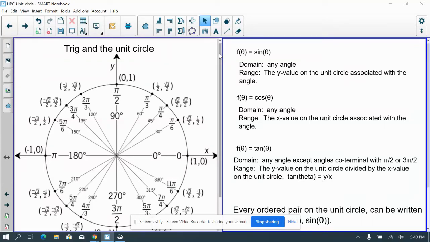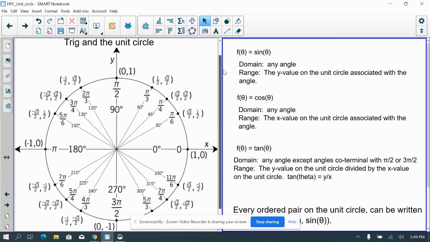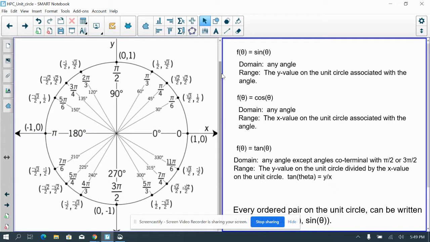Hello, everybody. Welcome to day one of semester two of honors pre-calc. And semester two of honors pre-calc is absolutely full of trigonometry. And every trig problem that will ever be conceived or that you will ever do can be traced back to the unit circle. So being very, very familiar with the unit circle is not only a requirement, but it's going to make you a happier trig student.